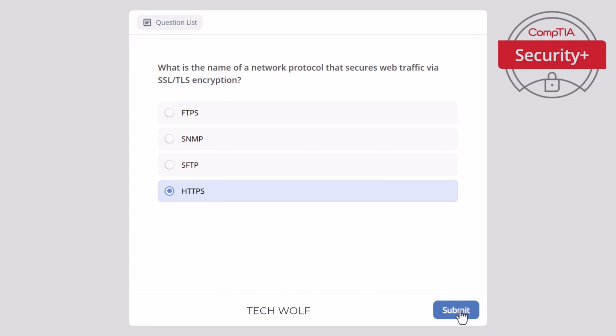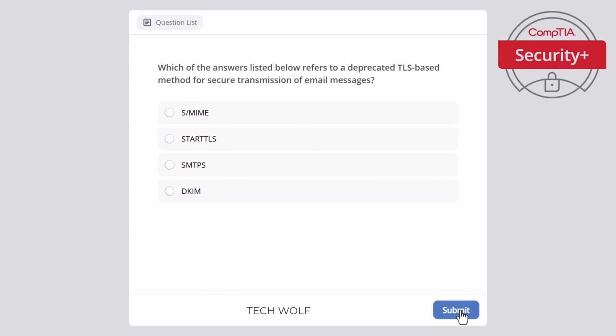Which of the answers listed below refers to a deprecated TLS-based method for secure transmission of email messages? S/MIME, STARTTLS, SMTPS or DKIM? So which of these answers is correct? And here the correct answer is SMTPS.